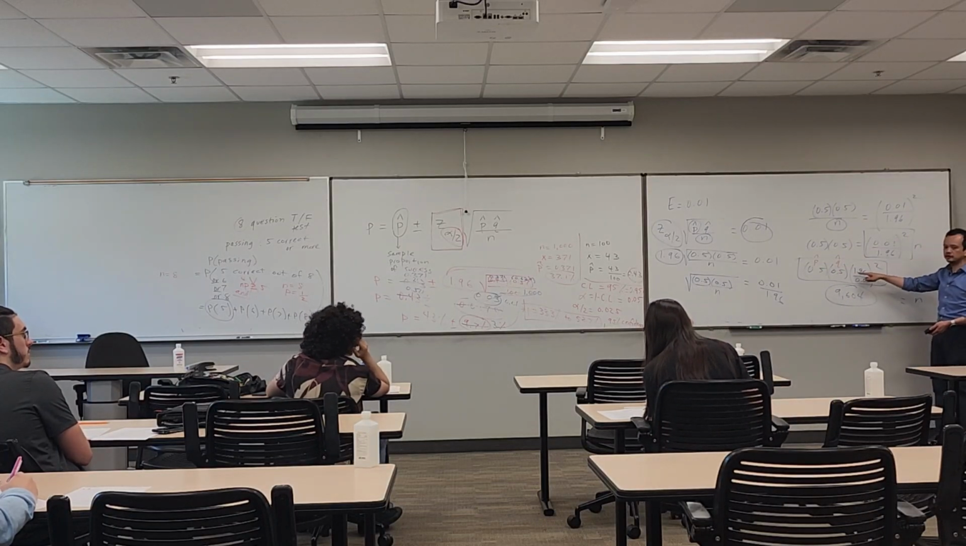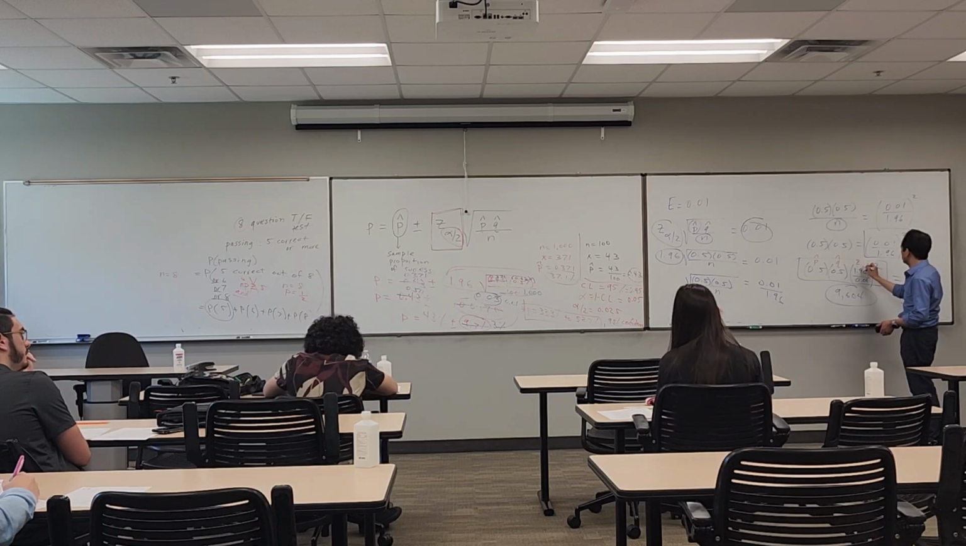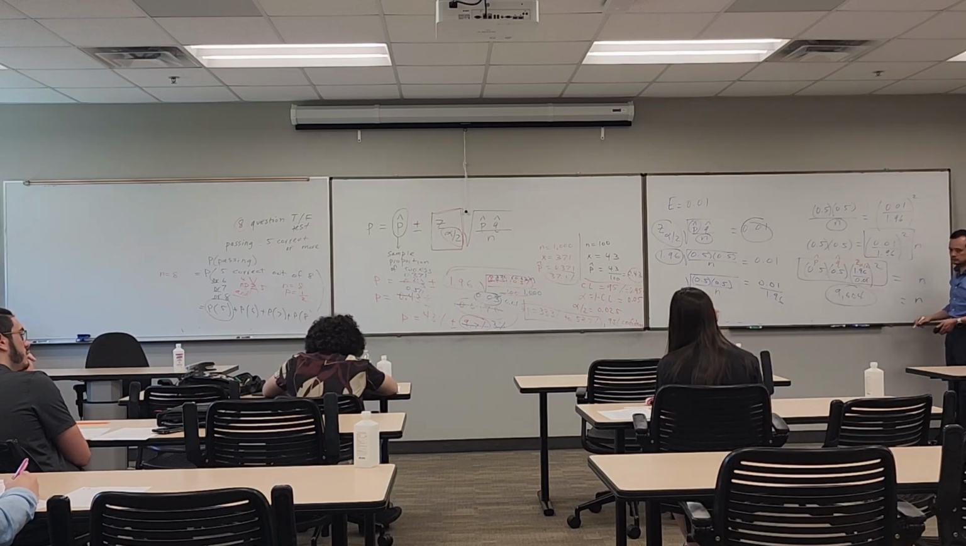So what does the 1.96 represent? Yeah, the z-score for that particular confidence level. So this is the z alpha over 2. And what's the 0.01 represent?